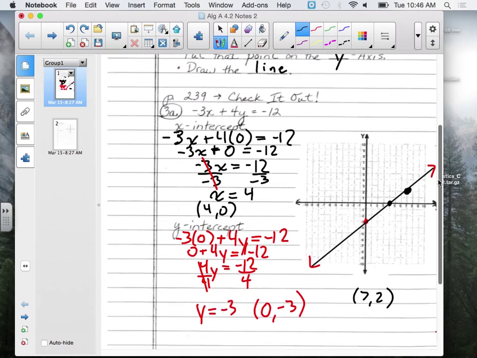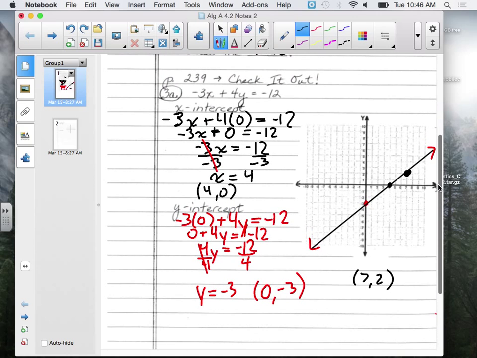in. So, original equation, -3x plus 4y equals -12. Plug in our two values, so we plug in 7 for x and 2 for y. -3 times 7 is -21. Plus 4 times 2, 8. All right, what's -21 plus 8? -13.